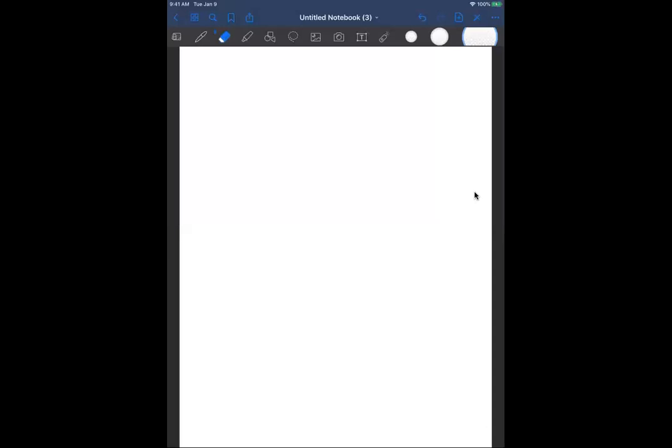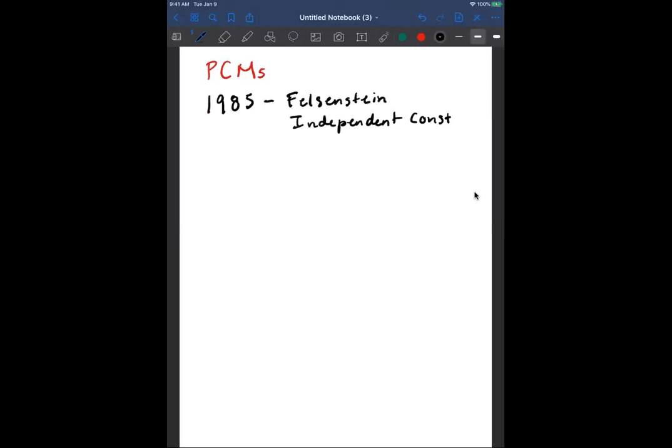My field is the field of phylogenetic comparative methods, and a lot of people just abbreviate this by PCMs, right? The field really started with a very influential paper by Dr. Joe Felsenstein in 1985, where he introduced what we know now as independent contrasts.